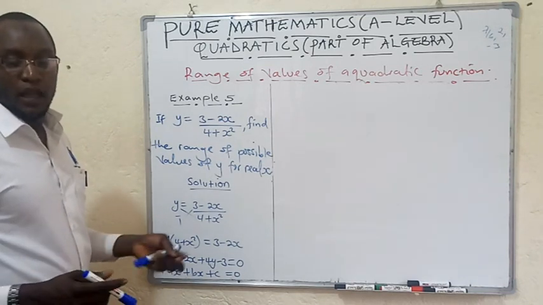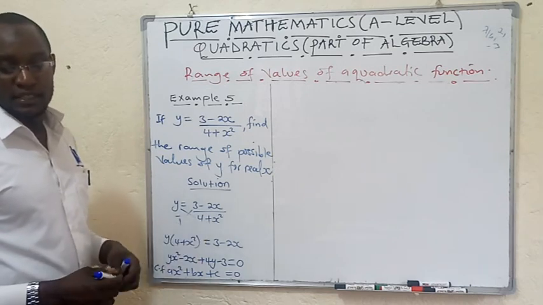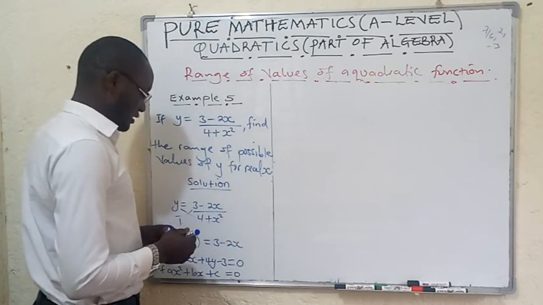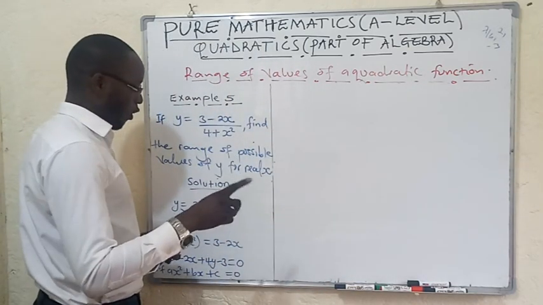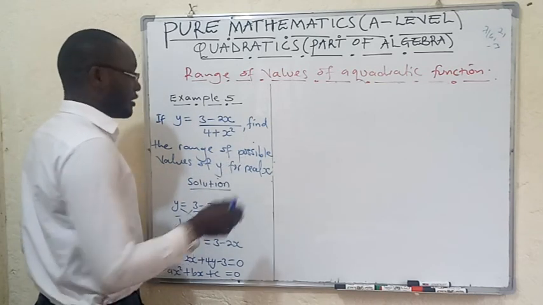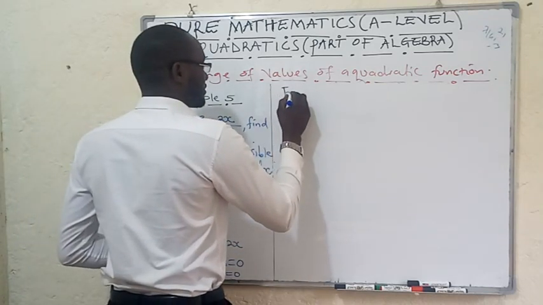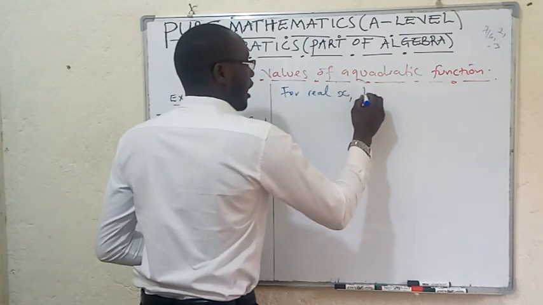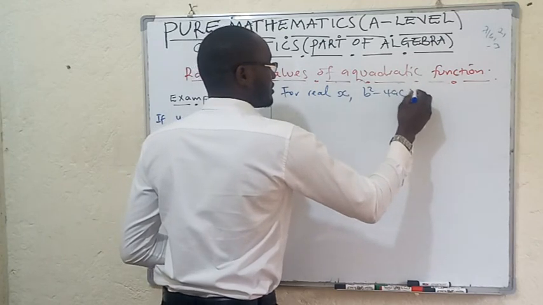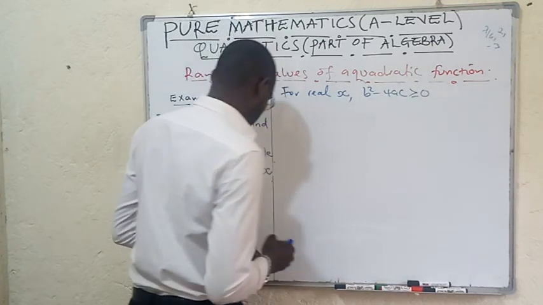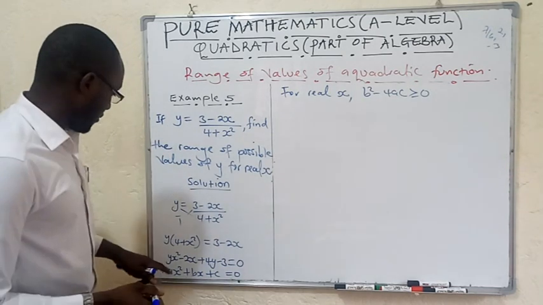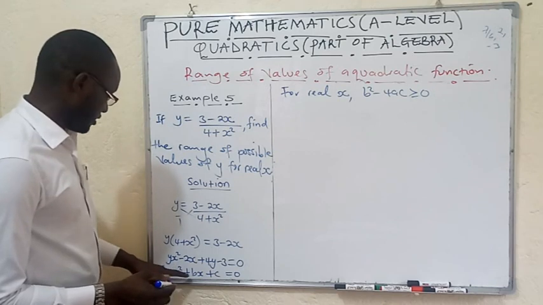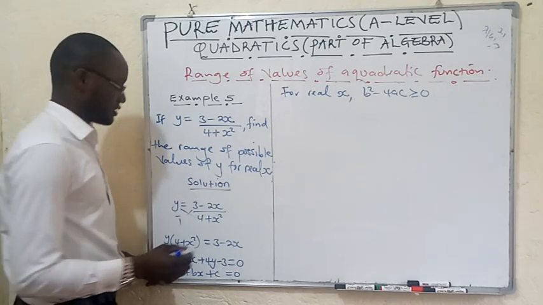So we are going to see an inequality coming in this kind of arrangement. The inequality is equal to or greater than. So for real x, our b squared minus 4ac is greater than or equal to 0. So we come and pick the values of b, a, and then c. The value of b we have already seen, it is negative 2.